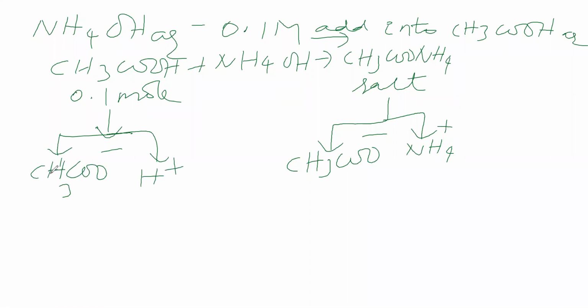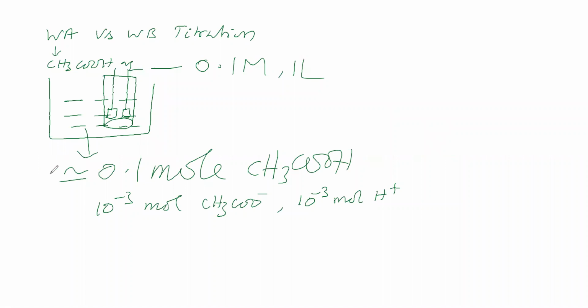Now you see that before adding ammonium hydroxide, this vessel contains only weak acid. That weak acid is undergoing partial ionization. Due to partial ionization, some amount of anions, acetate ions, and some amount of cations, H plus ions, are there.